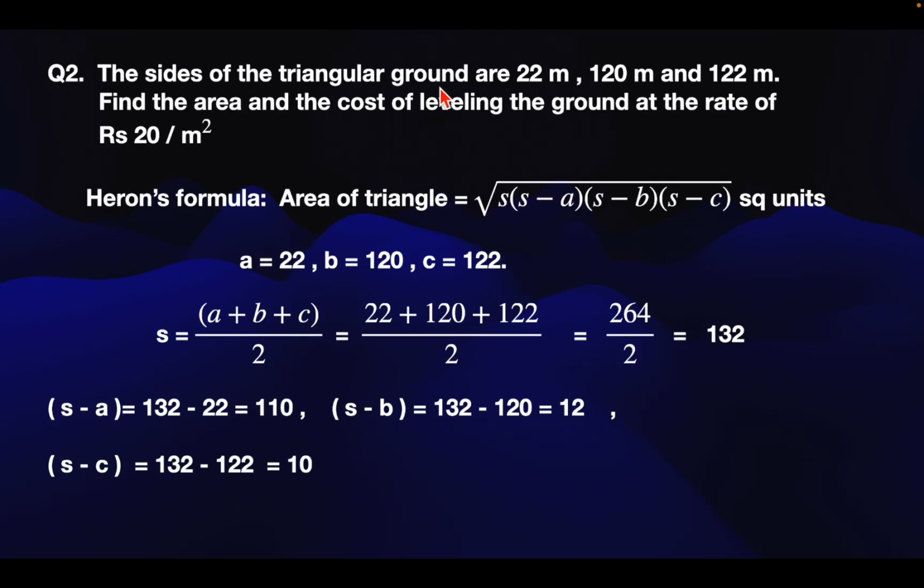The sides of a triangular ground are 22 meters, 120 meters, 122 meters. Find the area and the cost of leveling the ground at the rate of rupees 20 per meter square.